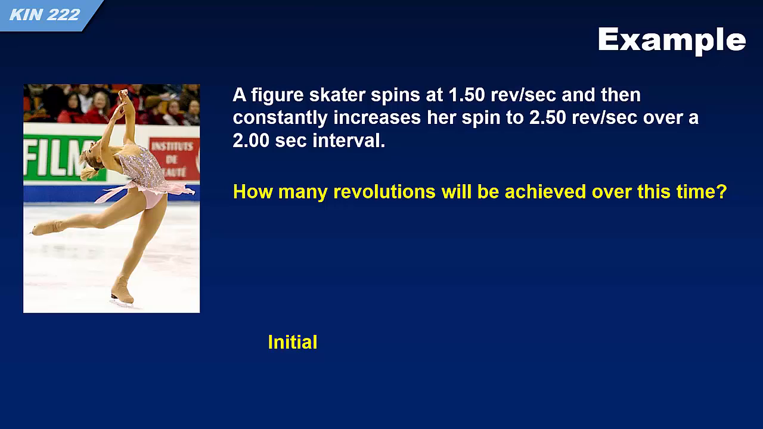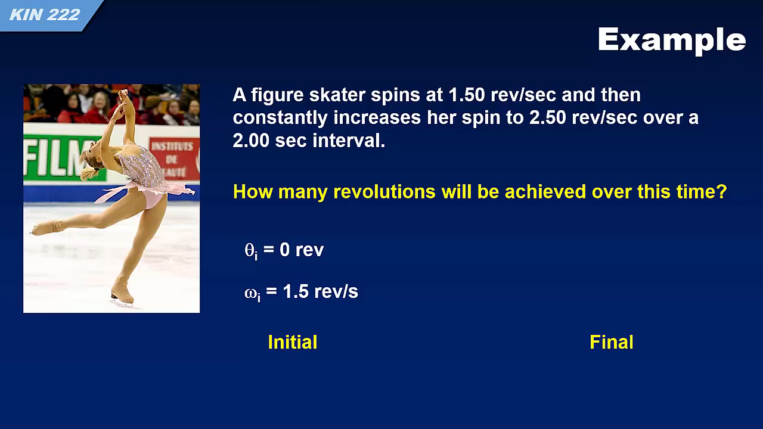In this question, the initial condition will be the start of that 2-second interval, and the final condition would be the end of that 2-second interval. So the start and the end of that movement that we're looking for. In terms of initial angular displacement, we're looking for displacement over the whole time, so we can set the initial angular displacement to 0 because we're really looking for the change in displacement from initial to final. And in terms of initial angular velocity, if we look at the question, it says she starts at 1.5 revolutions per second. So that would be our initial angular velocity.